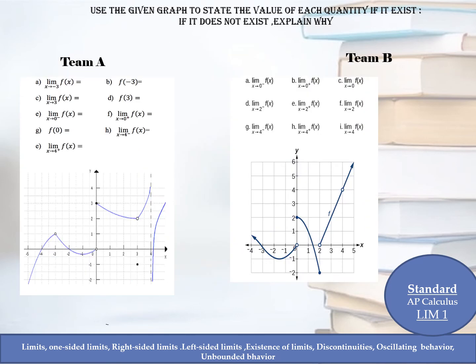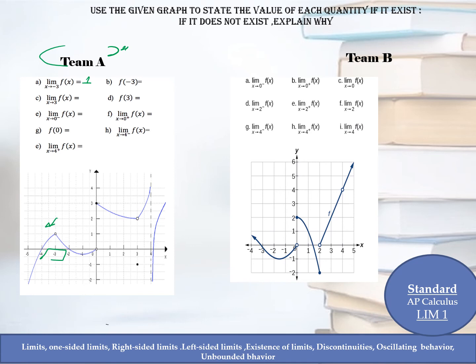So let's check the answers. Limit team A. First we will do the graph which is given to team A. Limit as x approaches -3. So this is -3 and there is a hole, but both the limits from the left and the right are reaching the same height. So the answer is +1.